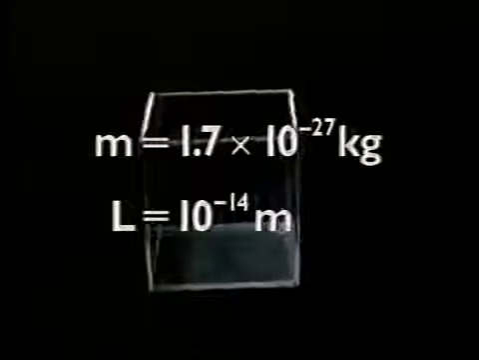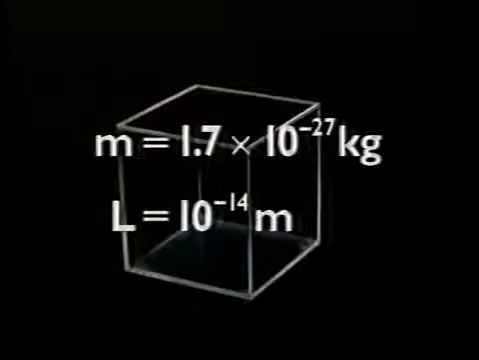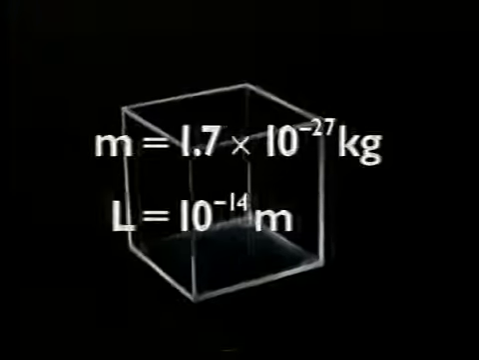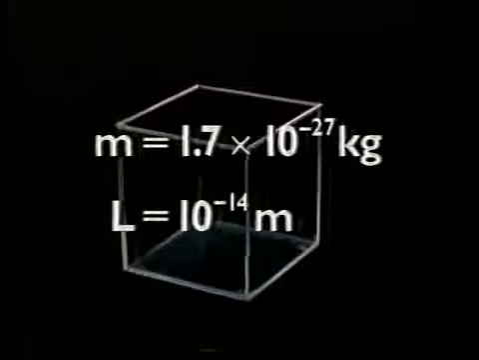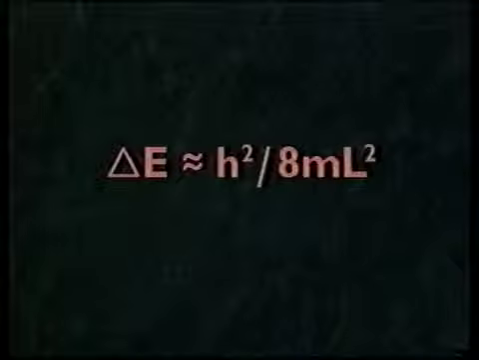As for the value of L, the size of the cube, I know from studies of collisions between nuclei that the size of a nucleus is about 10 to the minus 14 meters. Putting these new values into my expression for the basic energy unit, I get a unit for the nuclear energy scale of the order of millions of electron volts. Exactly what is required.